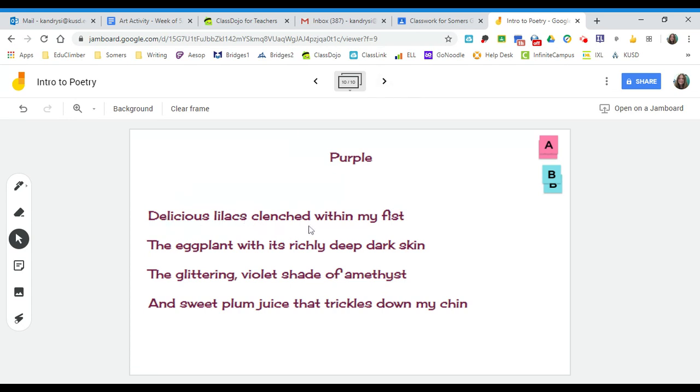Delicious lilacs clenched within my fist, the eggplant with its richly deep dark skin, the glittering violet shade of amethyst, and sweet plum juice that trickles down my chin.